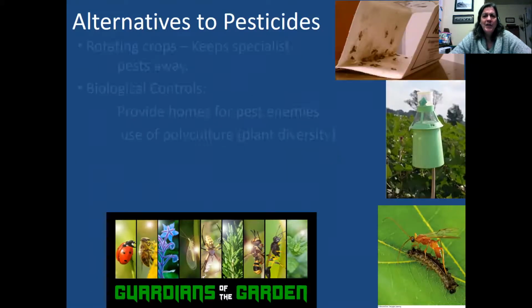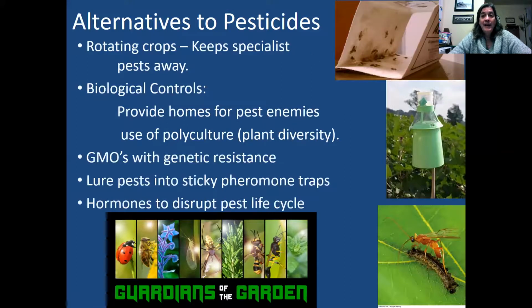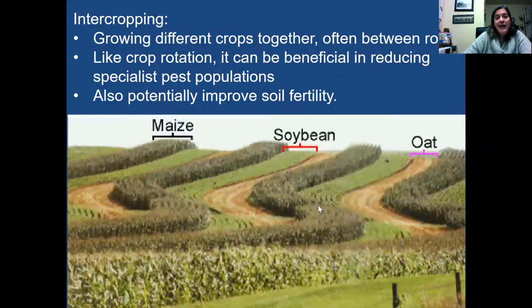So what do we do? What are some alternatives? You can rotate your crops so you can keep those specialist species down. There's biological controls, providing homes for pest enemies, such as that wasp totally eating that caterpillar. Polycultures, plant diversity, so that you're, again, keeping those specialist pests away. GMOs with genetic resistance, you can lure pests into sticky pheromone traps. Hormones to disrupt the pest life cycle, although you've got to be careful of unintended consequences for that one.